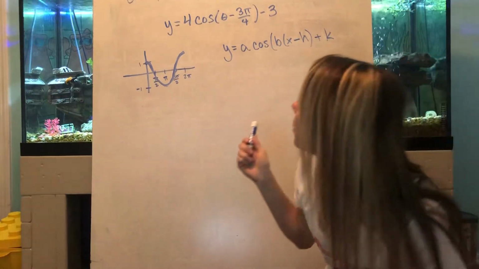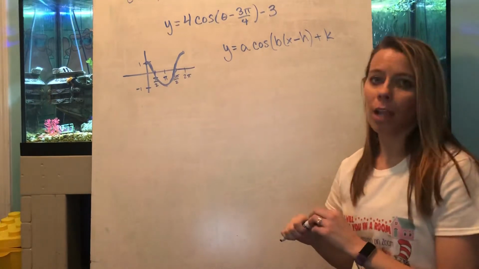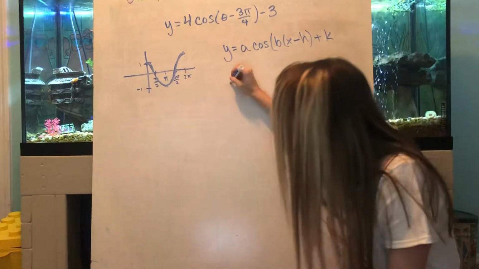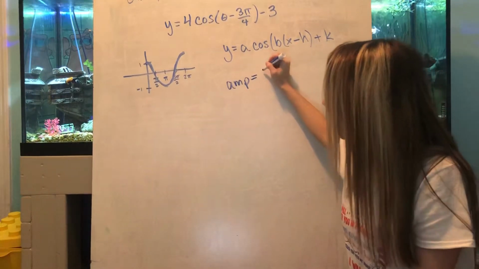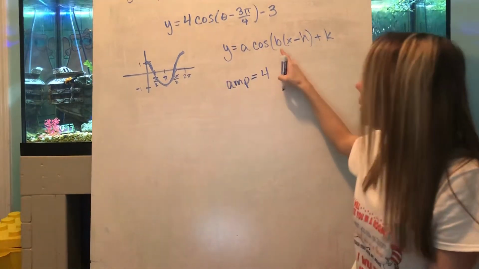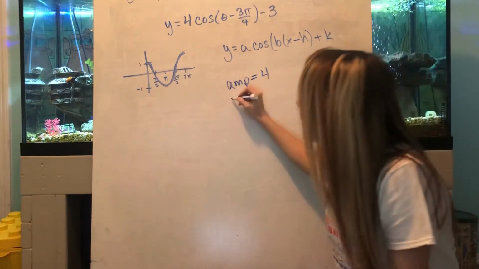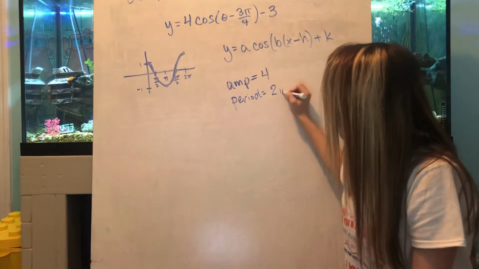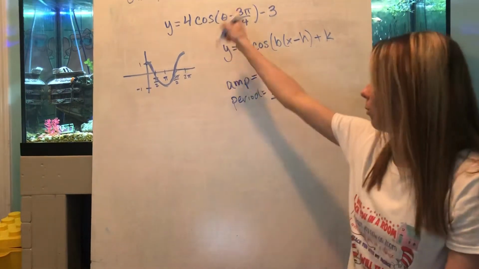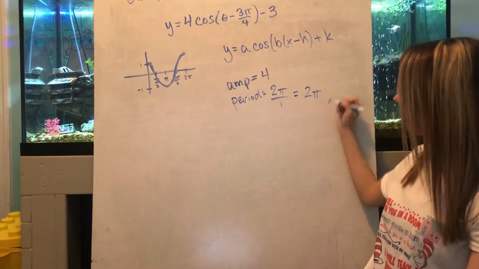Okay, so we're graphing this. I have our equation right here. A is amplitude. Our amplitude is 4. And then our B helps us calculate the period. So our period is 2 pi divided by 1. That's handy dandy. So 2 pi.